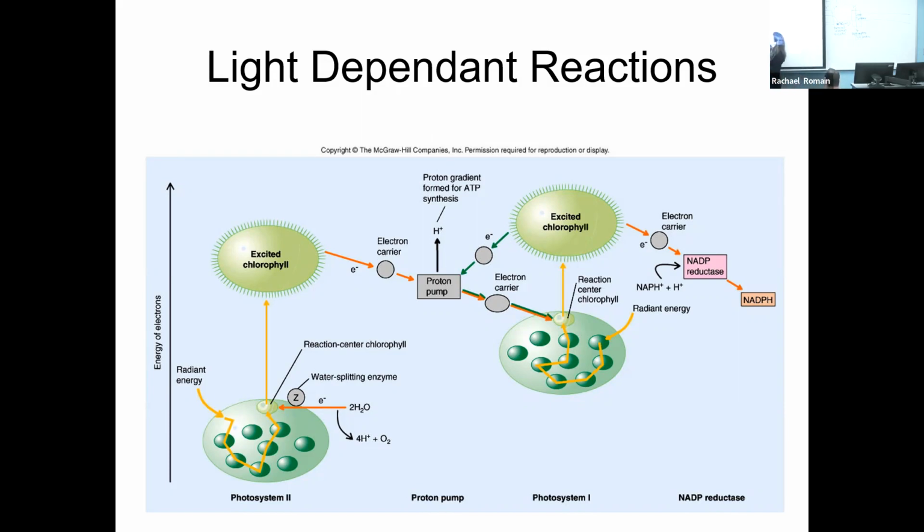Do you see how we have a proton pump here? And it says proton gradient formed for ATP synthesis. This pathway here creates ATP. The electron goes and sits in another photosystem. More light pops in, the electron pops out, and it goes down another carrier system that makes NADPH, okay? So this is entirely dependent upon energy from the sun. We're still using a proton pump, making ATP, and in this case, we're going to make NADPH.